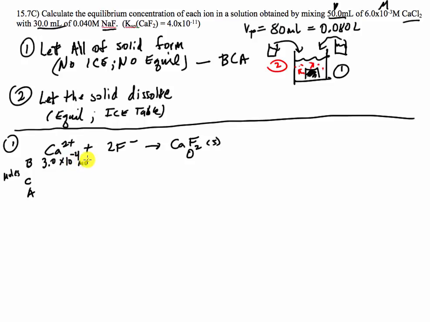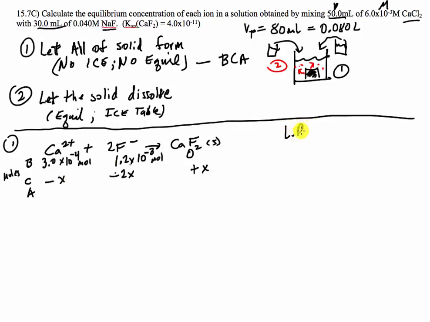Okay, so that would be moles of calcium. My fluoride is 1.2 times 10 to the minus third moles. Okay, this is going to decrease by x, decrease by 2x, and this is going to increase by x. So one of these two is going to run out.